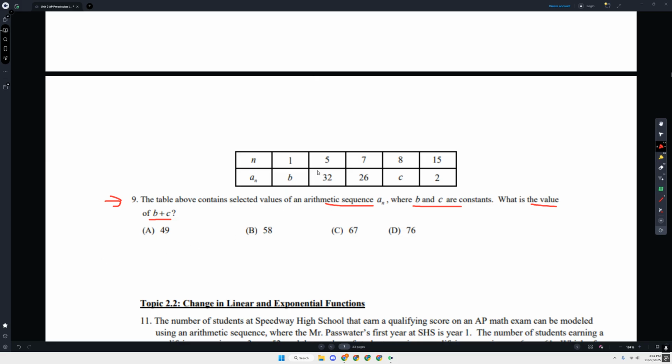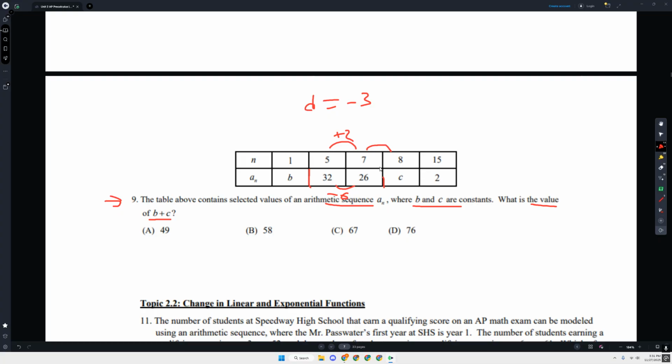So we'll go over this now. Our first step is to see that we only have two numbers where we have a clear difference, which would be 5 to 7. So we know this is going by +2, and this is going by -6. So our common difference hence has to be -3, right? And then from there, we can find the rest of our constants.